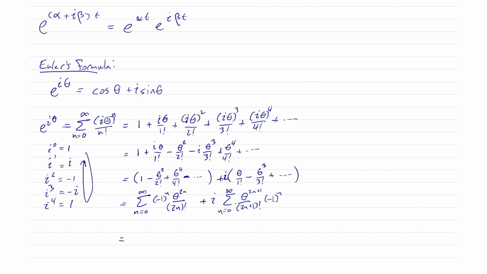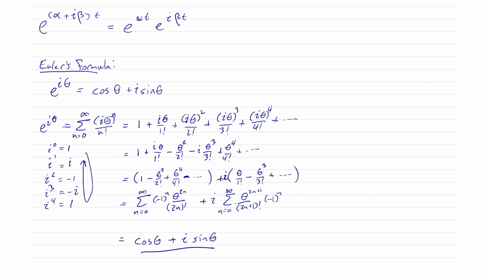All right, the astute student will notice that this is just cosine of theta plus i sine of theta, and that's the formula. Okay, so this is called Euler's formula. You could actually prove it using differential equations, but we'll leave that alone for now. So this is pretty standard, this approach, actually.